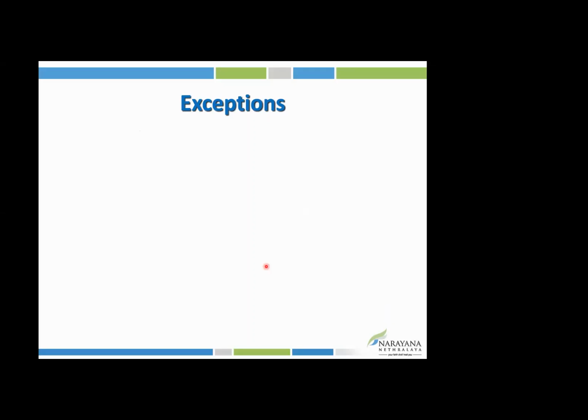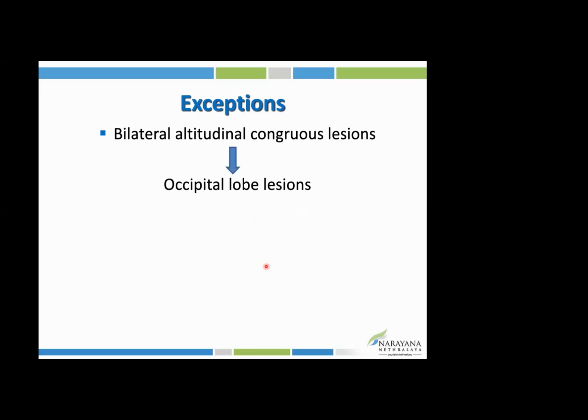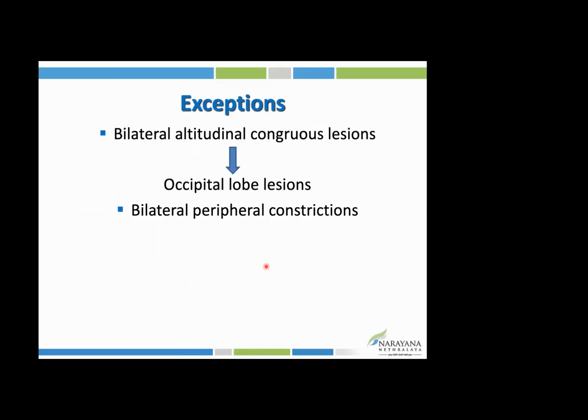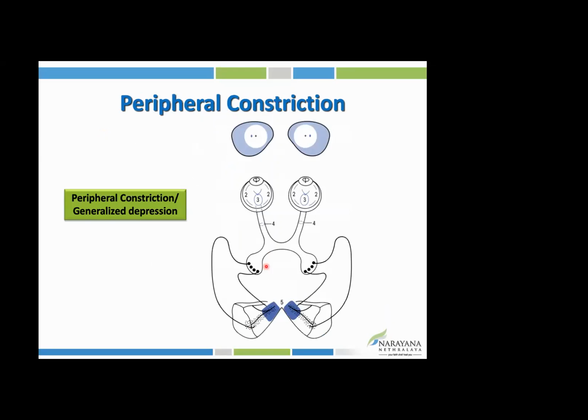So let us remember that this is not always the case. There are exceptions to the rule. One is a bilateral altitudinal congruous lesion, which is an occipital lobe lesion. For example, a congruous superior altitudinal defect, as seen here, has bilateral infarcts of the inferior occipital lobe. You could also have bilateral peripheral constrictions. It is commonly seen in intracranial hypertension or occipital lesions. Like here, if you notice, there's a peripheral constriction because of anterior calcarine sulcus involvement. So there are going to be exceptions everywhere.